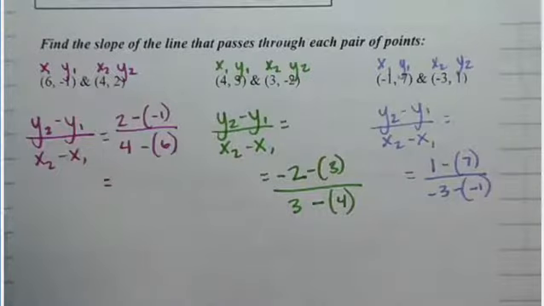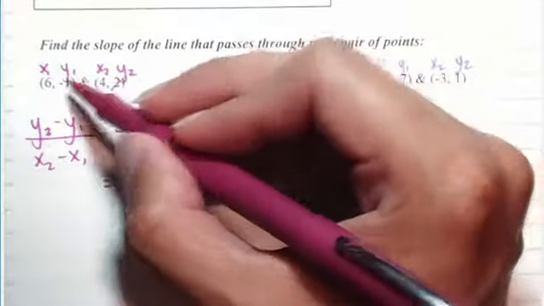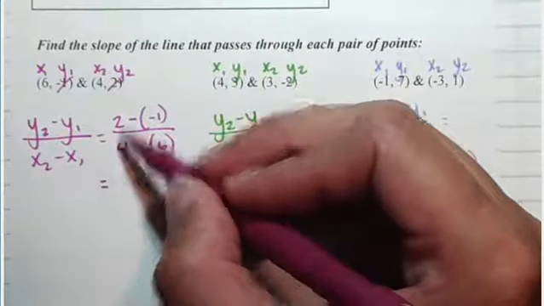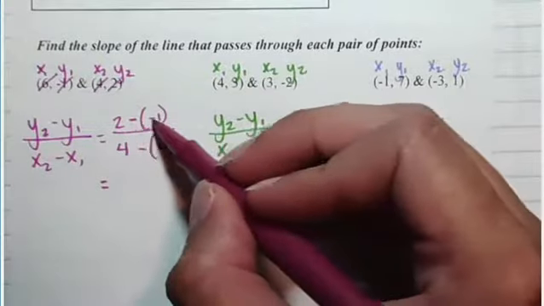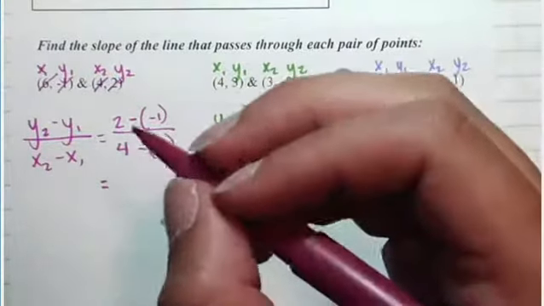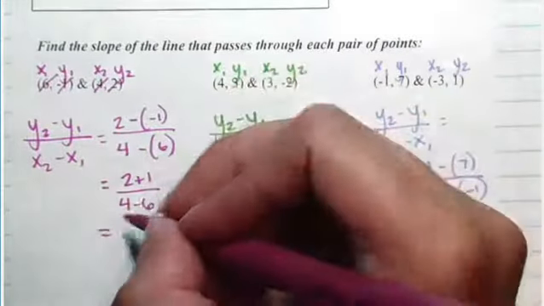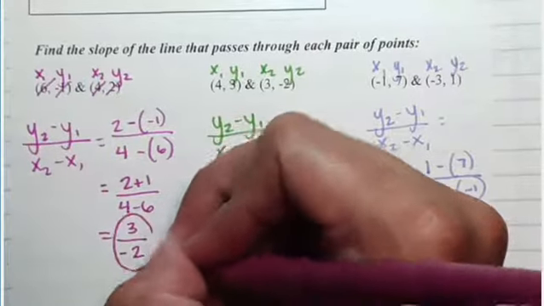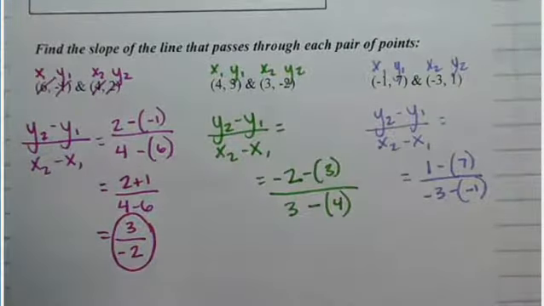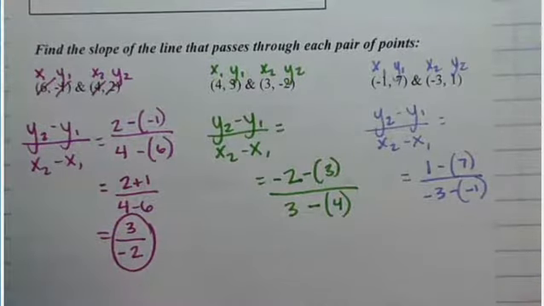So if I continue with this first one, I went ahead and labeled the y2 is 2 minus the y1, which is negative 1, so I use those two, over x2, which is 4, minus x1, which is 6. When I simplify this, 2 negatives makes a positive, so I'm left with 2 plus 1 over 4 minus 6, which simplifies to 3 over negative 2. So my slope for this first line that passes through these points would be 3 over negative 2.